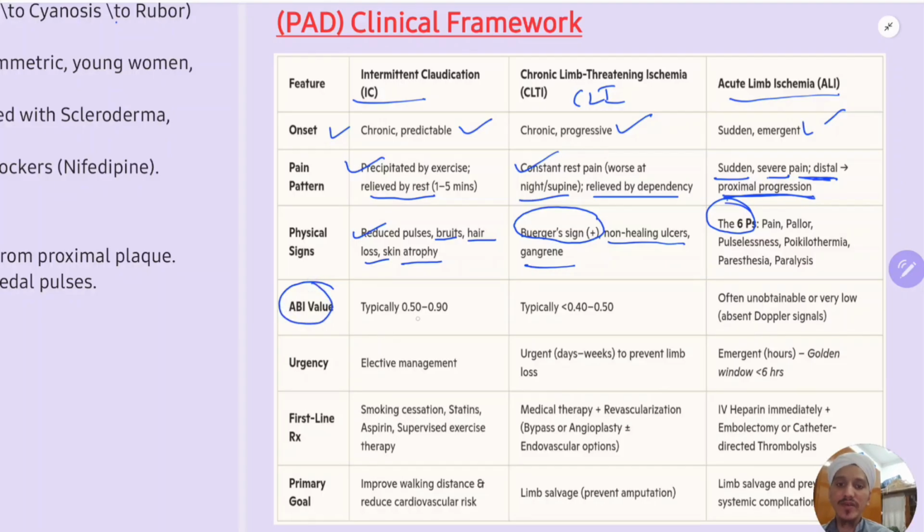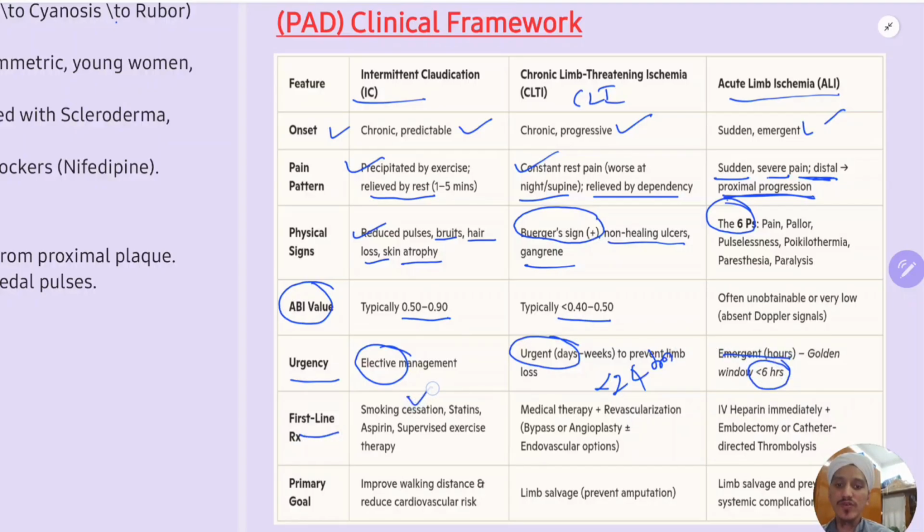Ankle brachial index will be 0.5 to 0.9. Here it is less than 0.5 in critical limb ischemia. Here it is often unrecordable because it is an emergency situation. Urgency: it is elective management. Here it is urgent management within days, and ideally the book says within 24 hours in critical limb ischemia. And this is emergency management within hours. The golden window is less than 6 hours.